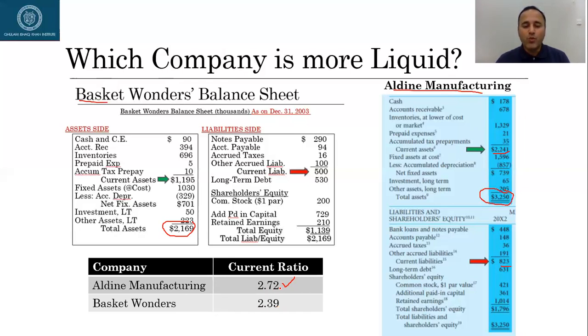Any ratio more than 1 is good. The book Fundamentals of Financial Management by Horne actually says that anything between 1 and 1.5 is desirable. It's acceptable actually. But comparatively speaking, if we compare both the ratios, of course, Aldine Manufacturing is in a better position to pay off their short-term liabilities.